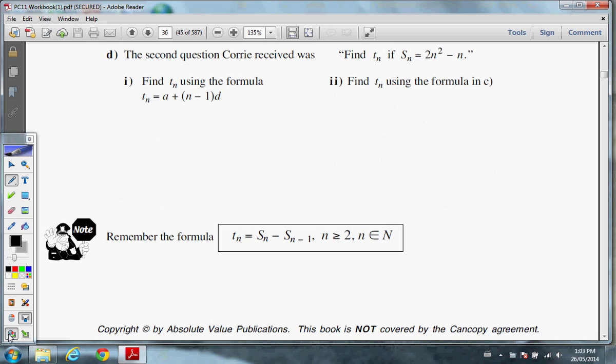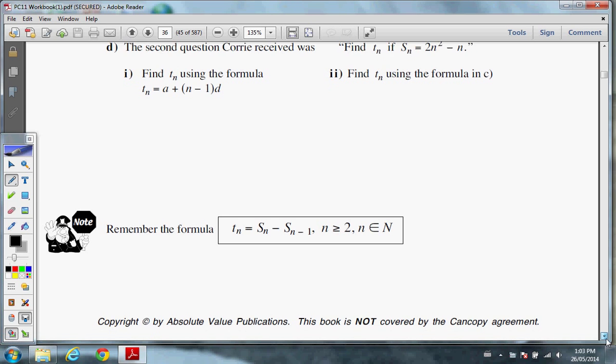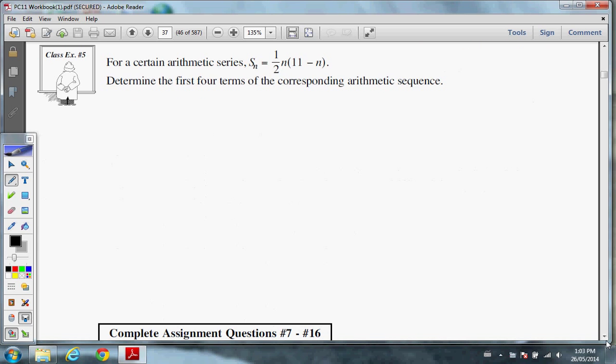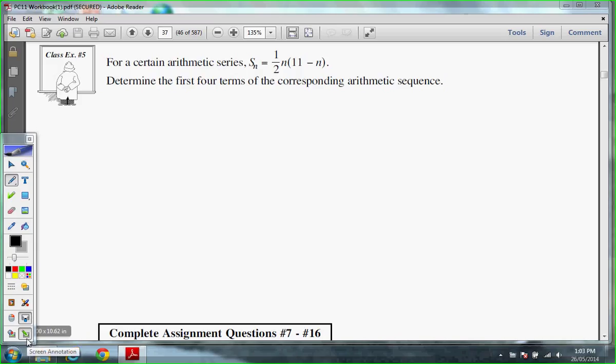All right, so when do we want to use that? Well, for a problem like this. For a certain arithmetic series, S of n, you're given the pattern is 1/2 n times 11 minus n. Determine the first 4 terms of the corresponding arithmetic sequence. So we don't want to figure out the first 4 series. If you're like, well, we'll just plug in 1, 2, 3, and 4, we don't want to do that because that gives me the series, right? This is the series formula.